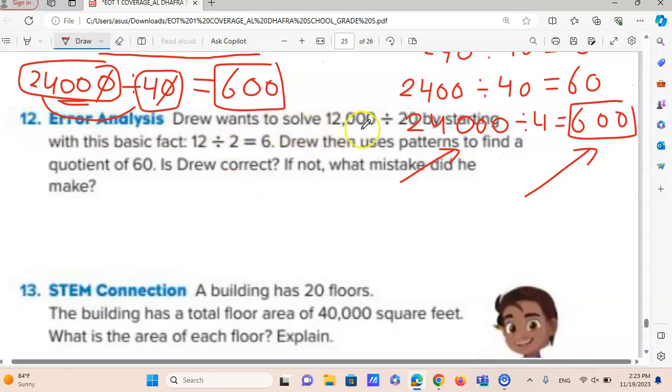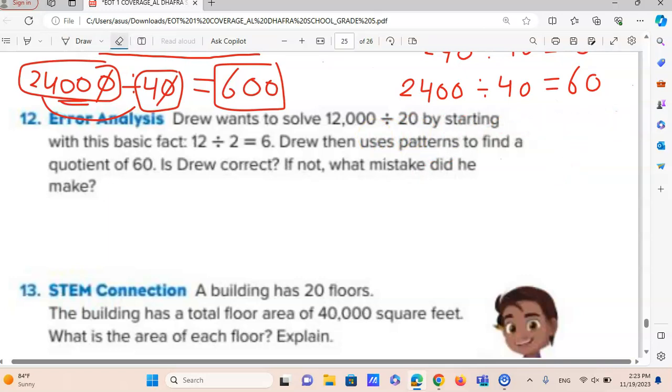Drew wants to solve this equation. Let me delete and clean up to make it clear to you. Okay, so this is the equation that Drew wants to solve. He started using the basic fact. He is correct, and then he used patterns, so he is correct. But how can we do it? In the exam you have to write or show me your work on how to solve the equation.